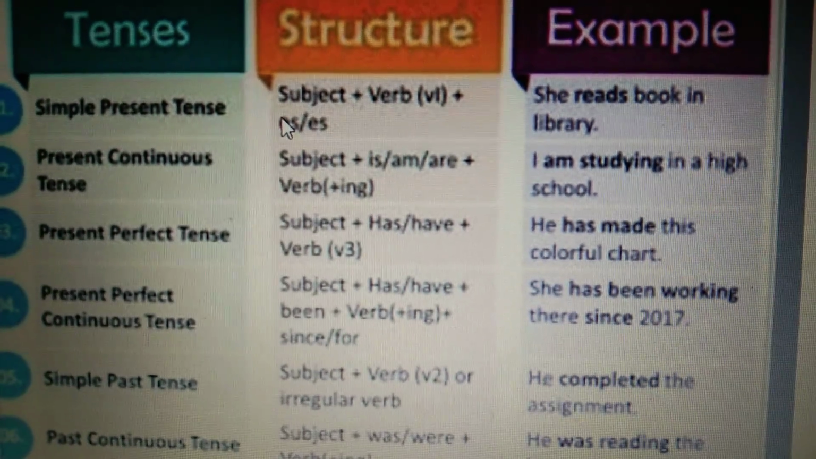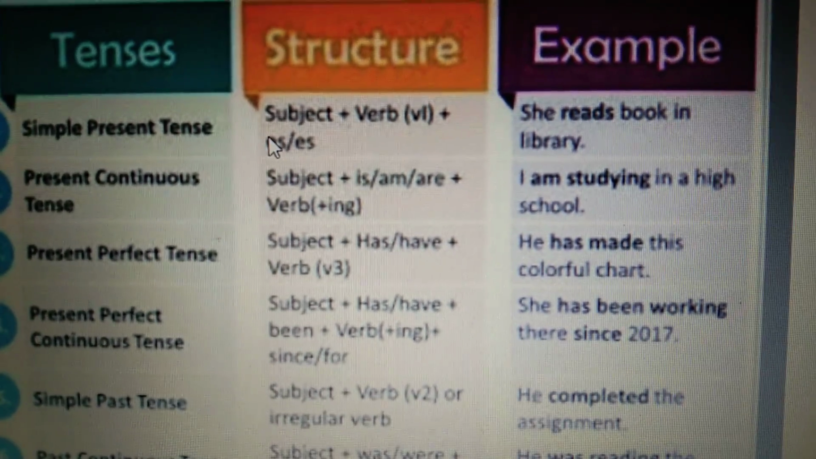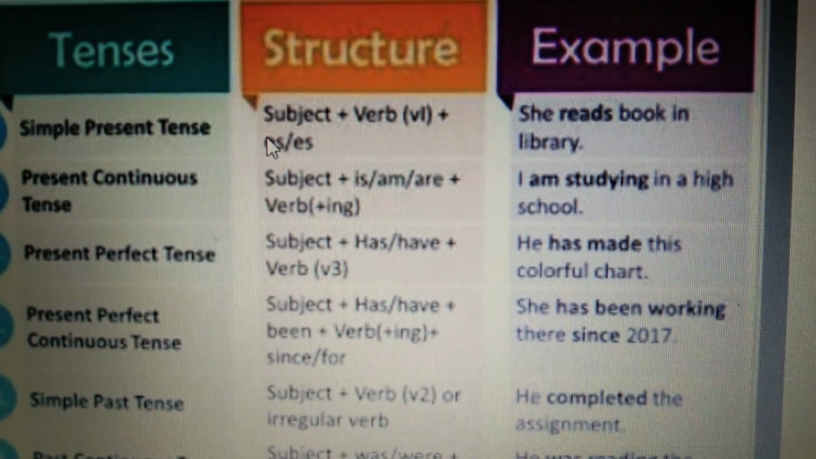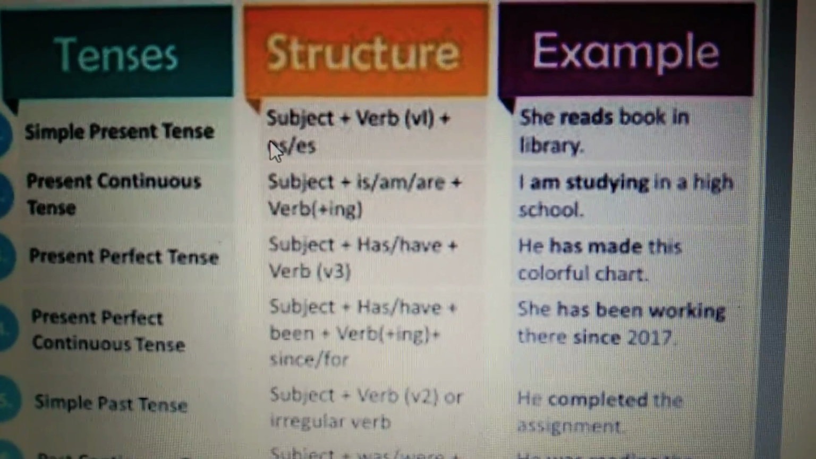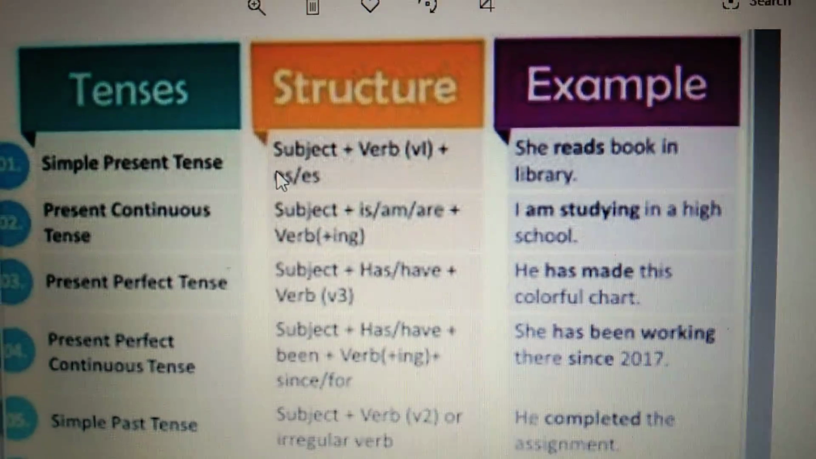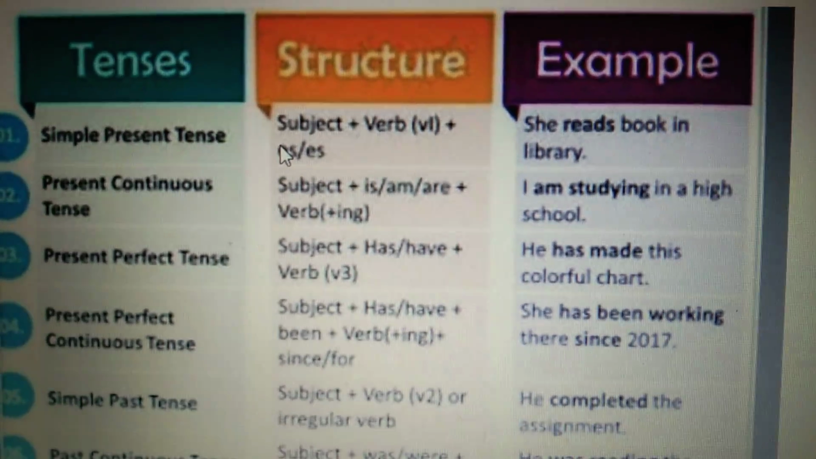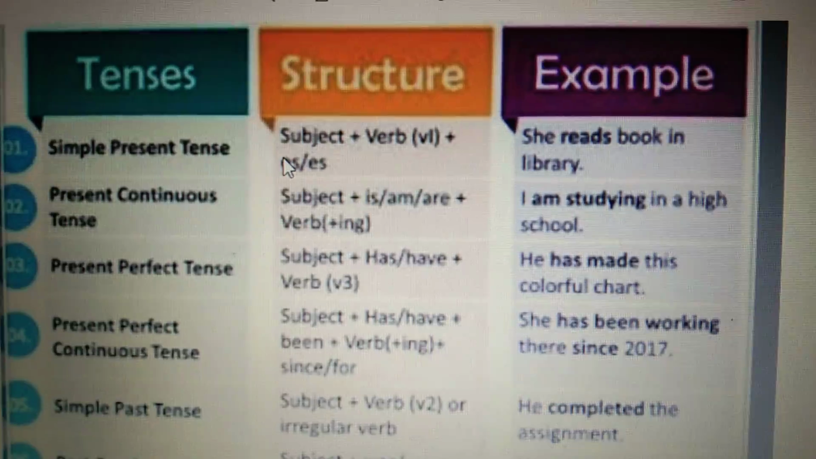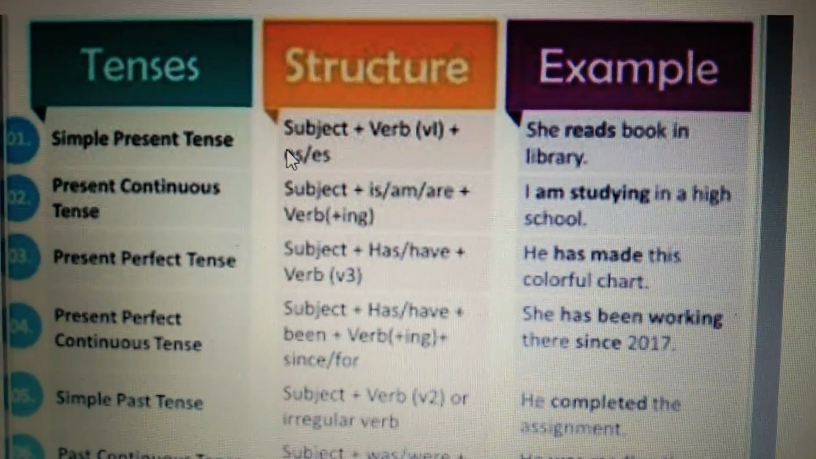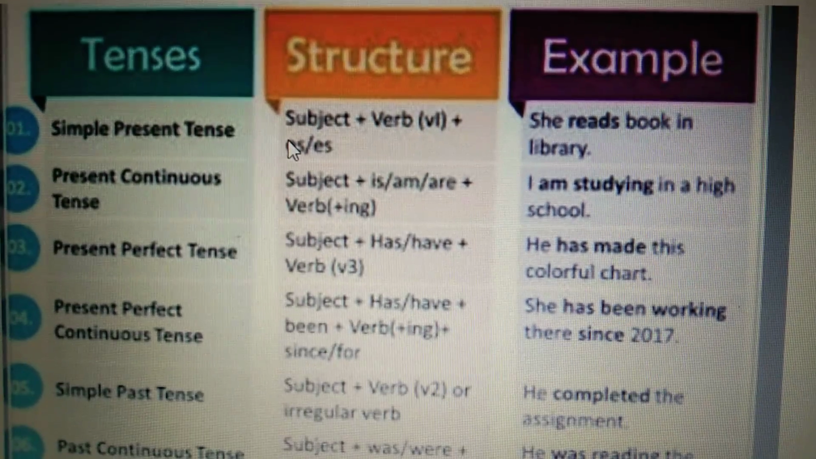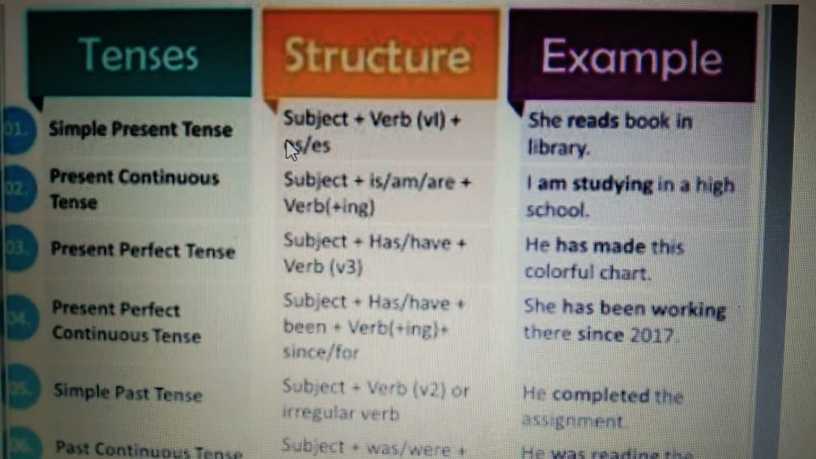It is formed with subject plus verb, and the first form of the verb is used. For the singular, we use s or es. And for plurals, we use the first form. To form a negative, does not or do not is used for singular and plural.